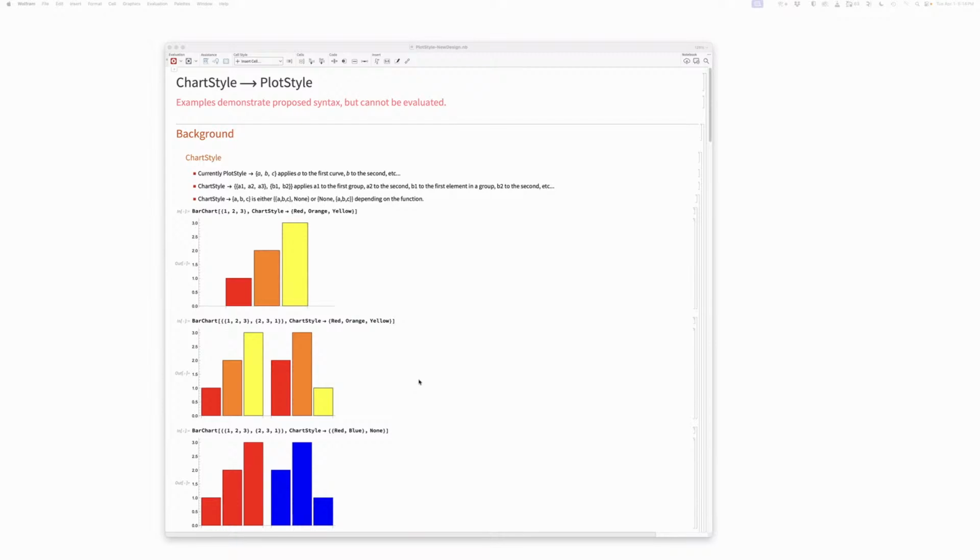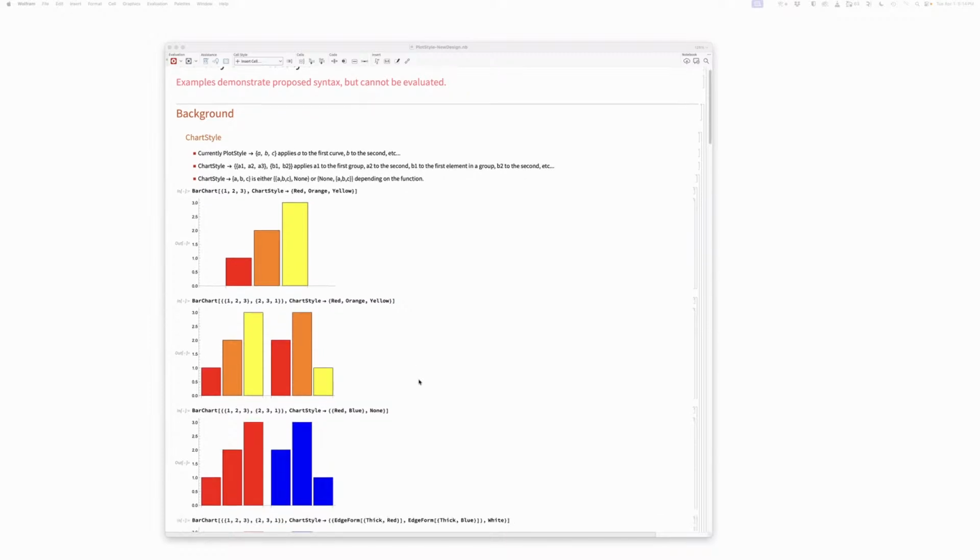Well, it's not that similar. I mean, there are important differences, right? That's what we're going to work through. Okay. So PlotStyle {A, B, C} applies A to the first curve, B to the second, and so on.